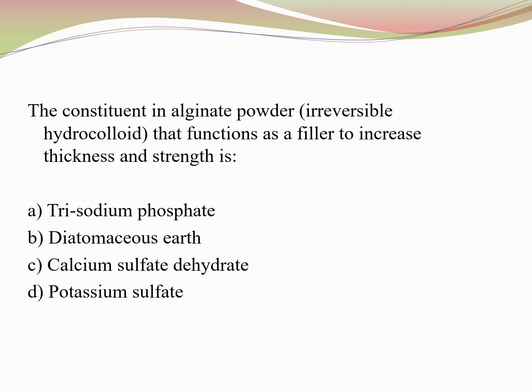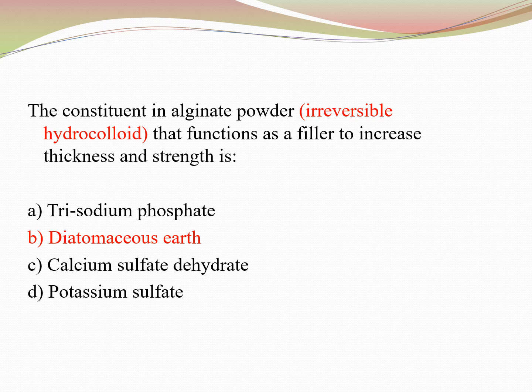The constituent, or the ingredients in an alginate powder, which is called an irreversible hydrocolloid, that functions as a filler to increase the thickness, is a trisodium phosphate, diatomaceous earth, calcium sulfate dihydrate, or a potassium sulfate. And I'm guessing just everybody's going to get this one right off the bat. So we're going to go to the next slide to find out the answer.